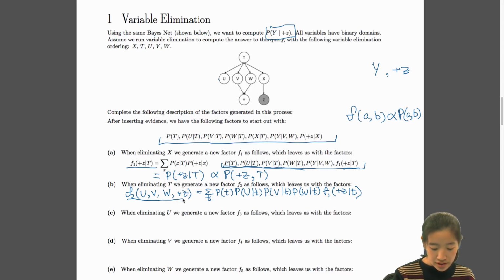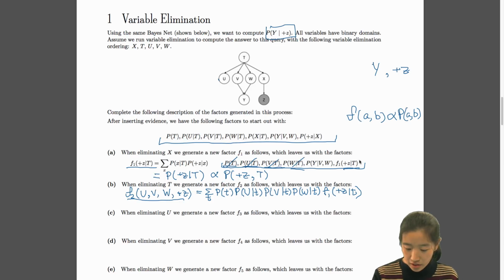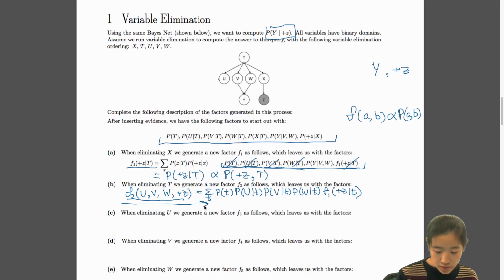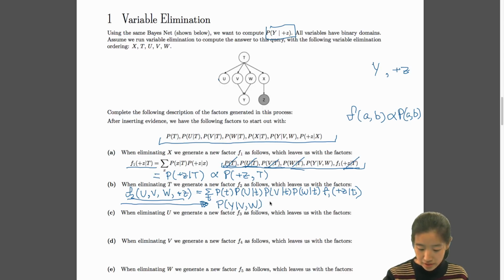So now we have created a new factor, and all of the old ones that contain T, we can eliminate. So now the only factors that we have left are going to be, let me just draw it out here, the probability of Y given V and W, so that's that one, and we have our newly created factor, f2, which has all these variables.